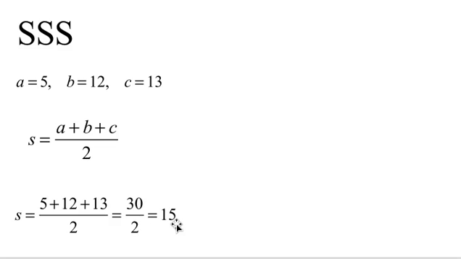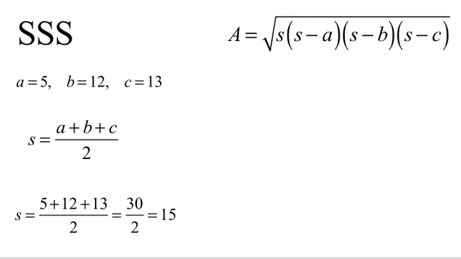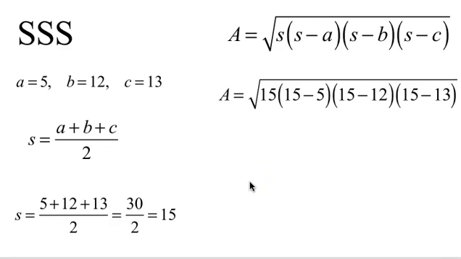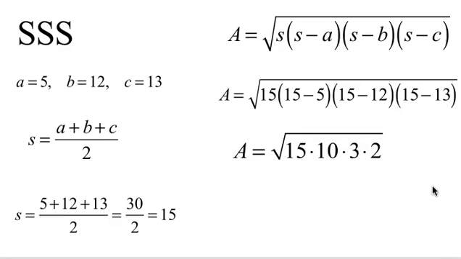So 15 will be used as we compute the area of this triangle. So there's our formula. S is 15. S minus A will be 15 minus 5. S minus B will be 15 minus 12. S minus C will be 15 minus 13. So there's all of the substitution. 15 minus 5 is 10. 15 minus 12 is 3. And 15 minus 13 is 2.